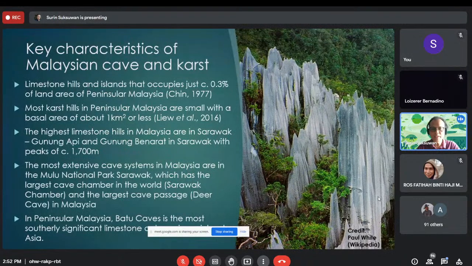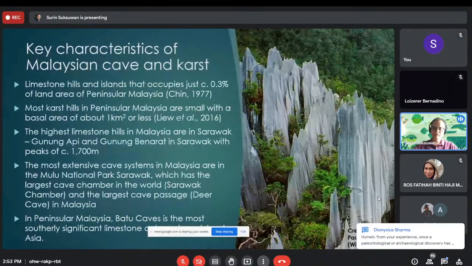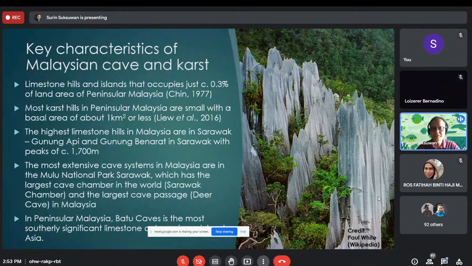Limestone hills tend to be relatively low because, as I mentioned, there's a lot of weathering. They dissolve in water. Then you have sinkholes, they cave in. So generally, they don't get very tall. But having said that, the ones in Sarawak are particularly tall because they can reach up to 1,700 meters in Gunung Api and Gunung Merarat in the Mulu National Park. And you can see in the photo on the right the very famous pinnacles in the Gunung Mulu area.